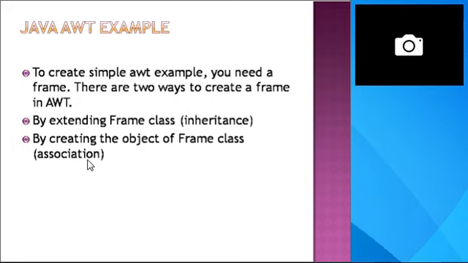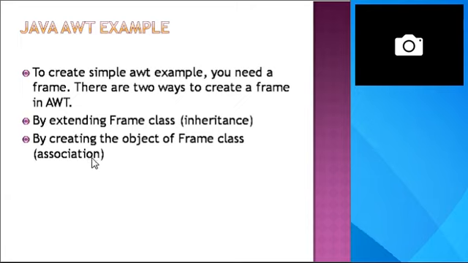Okay, let's take an example of a Java AWT program. To create a simple AWT example, you need a frame. There are two ways to create a frame in AWT. The first way is by extending the Frame class, since Frame is a predefined container that holds some predefined components. And the second is creating an object of the Frame class.